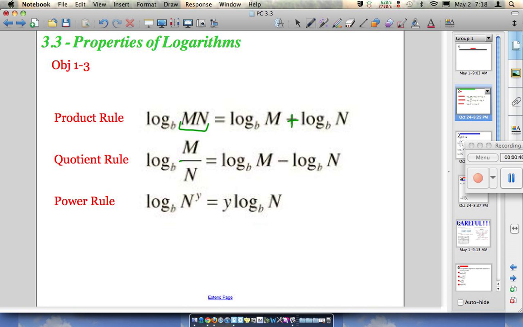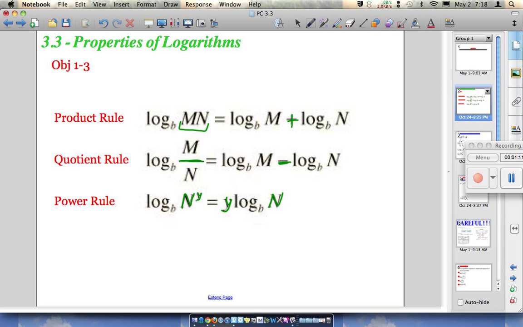Quotients, or fractions, become differences. So when it's written as a quotient inside of the log, we can write it as a difference. And of course, vice versa. We can go backwards in the same way. And then the power rule. So if we take a number to a power inside of the log, we can drop that power outside and rewrite it in this fashion.